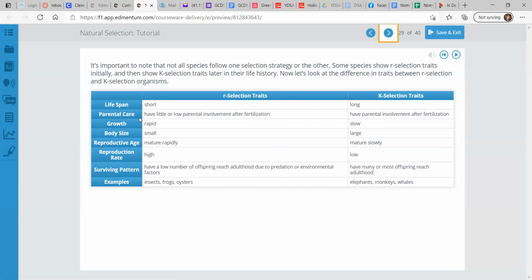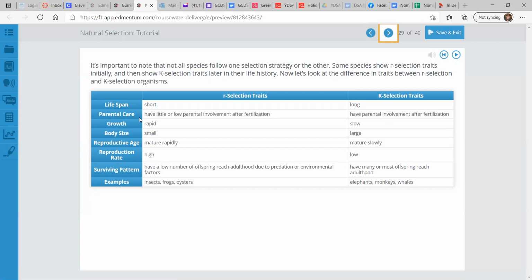They don't have a ton of parental involvement after fertilization. They grow very quickly. They're generally small and they mature rapidly. They reproduce very quickly at a high reproduction rate. And how do they survive? Their surviving patterns: they have a low number of offspring that actually reach adulthood due to predation or environmental factors.